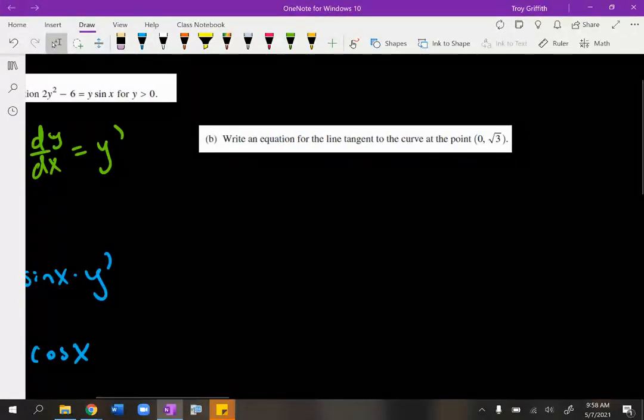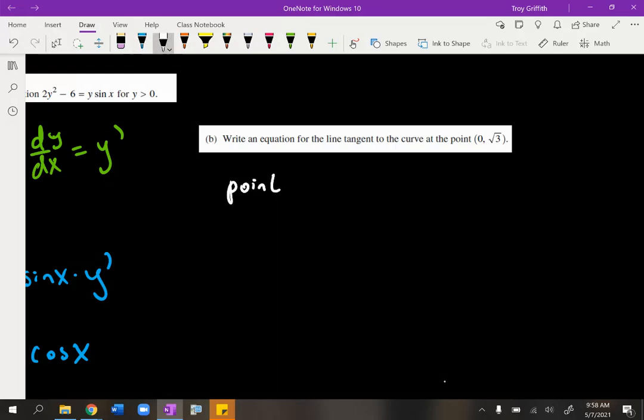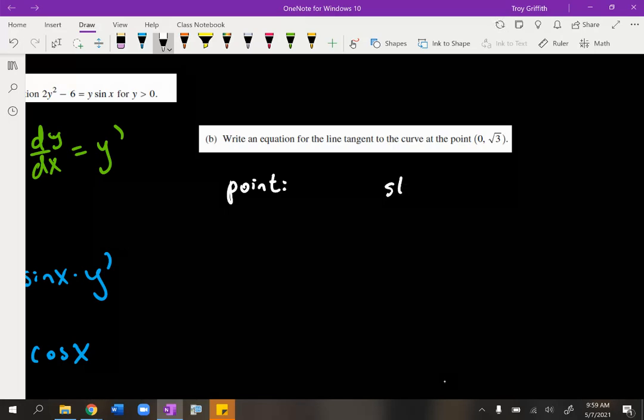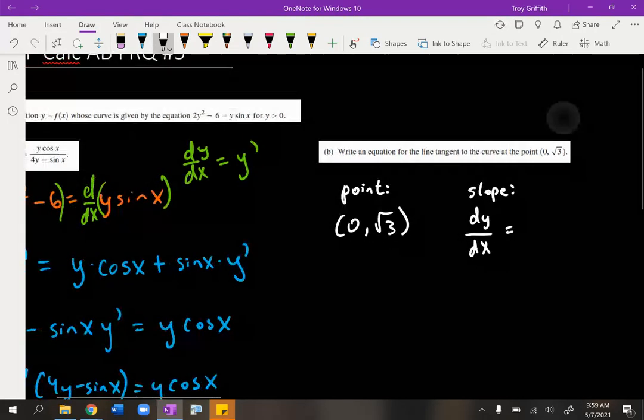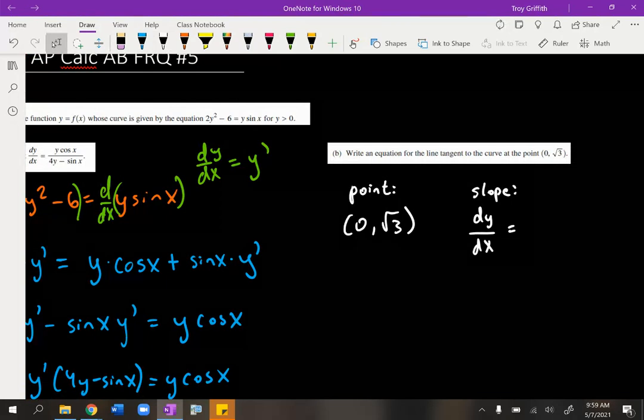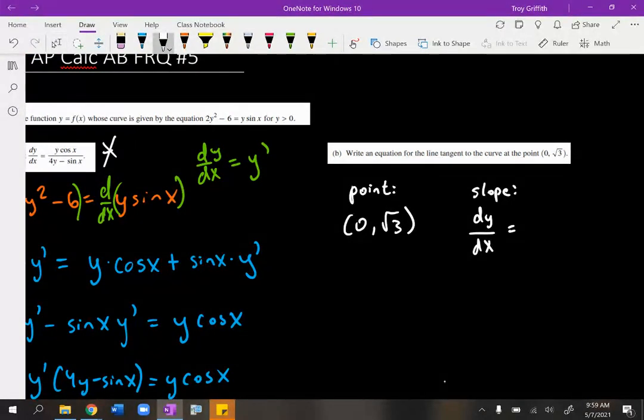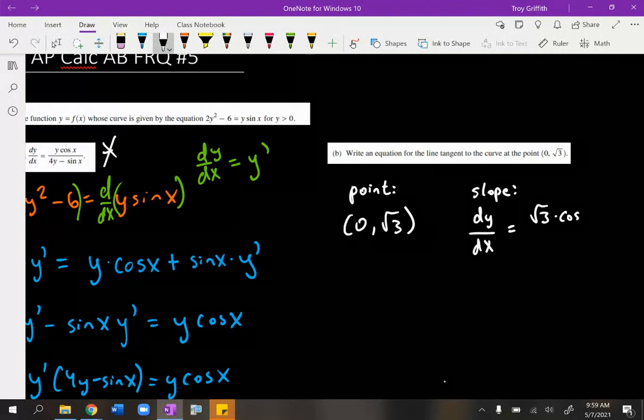Next up, it says write an equation for the line tangent to the curve at the point (0, √3). Every time I write tangent lines, I like to make a note: I need a point and I need a slope. They were kind enough to give me the point right off the bat. To find the slope, I need to plug into dy/dx. Everywhere I see an x, I'm going to plug in 0, and everywhere I see a y, I'll plug in root 3. So this is going to be the square root of 3 times the cosine of 0 divided by 4 times the square root of 3 minus the sine of 0.